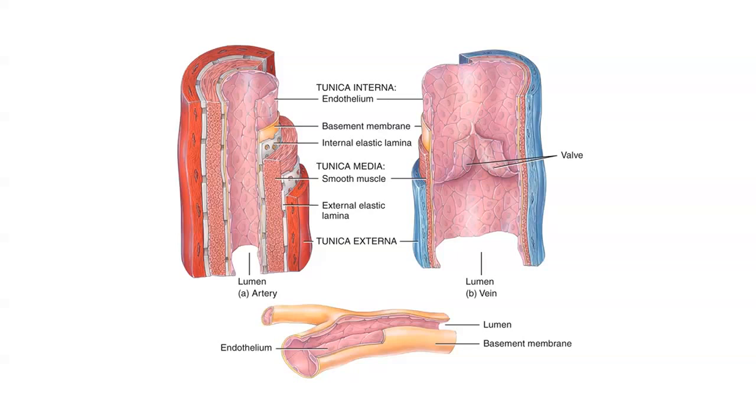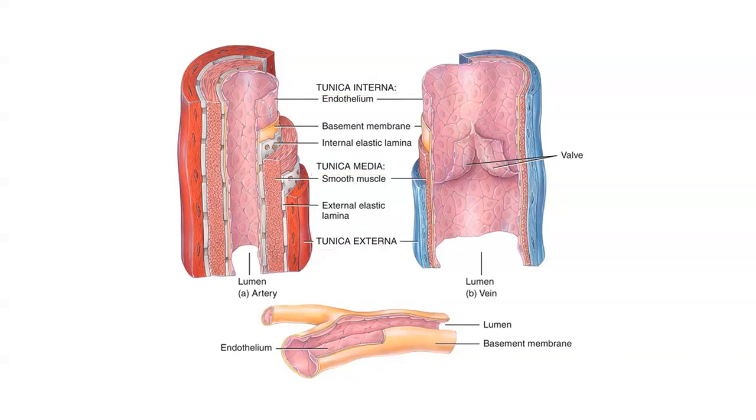So the wall of a blood vessel, just for something new, consists of 3 layers, which we also call tunics. We have an epithelial lining, a middle layer of smooth muscle and elastic connective tissue, and a connective tissue outer covering. So the 3 layers of a blood vessel from inner to outer are our tunica interna, our tunica media, and our tunica externa.